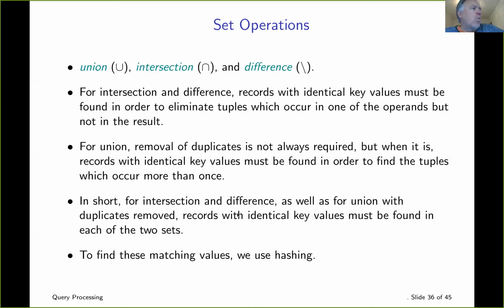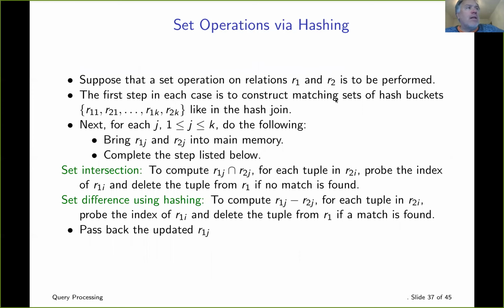To do this, we're going to again use a kind of hashing, the same kind of strategy we use in a hash join. Suppose that we have a set operation on R1 and R2, so both have generated sets. Let's say it's R1 minus R2. We can report any R1 that is not in R2, but if it's in R2, then it's got to get removed. The first step, in each case, is to construct matching sets of hash buckets, just like we did with the hash join.